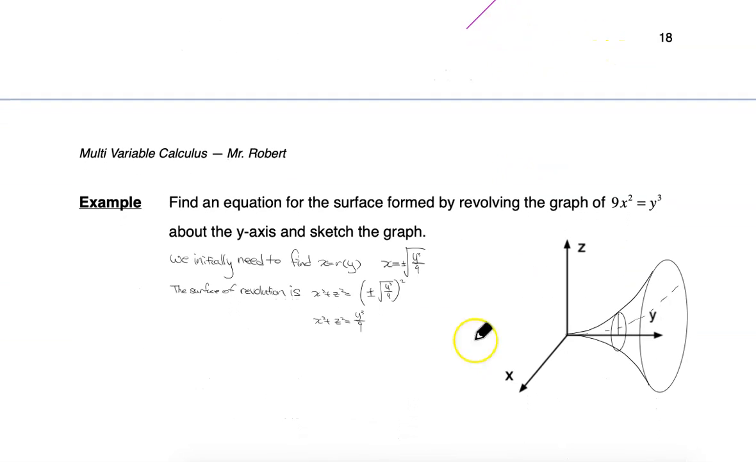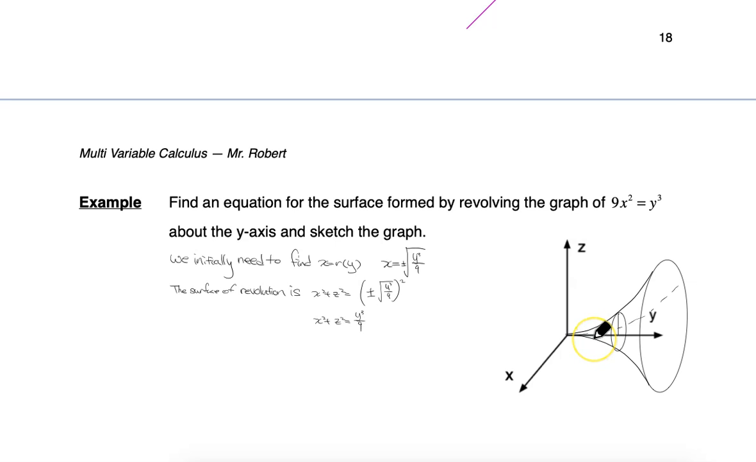So let's see an example that's going to help. Find an equation for the surface formed by revolving the graph of 9x squared equals y cubed about the y-axis. Firstly, let's recognize that in the xy plane this is a certain curve, 9x squared equals y cubed. If you graph it on your calculator, you would see that it has this shape. So we're talking about a curve in a 2D space.